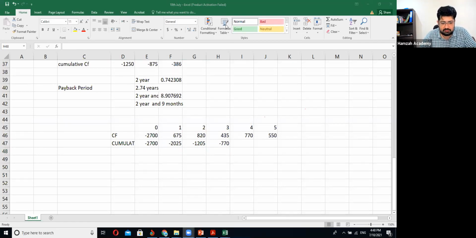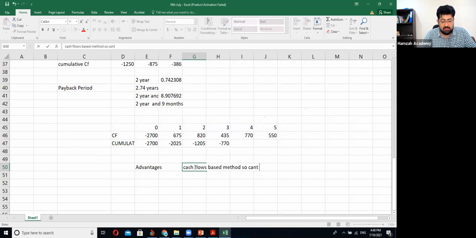Now, so students, it is clear. So payback period, advantages and drawbacks. Advantages of the payback period method. It is a cash flows based method. So it can't be manipulated by management. Cash flows based, more reliable.